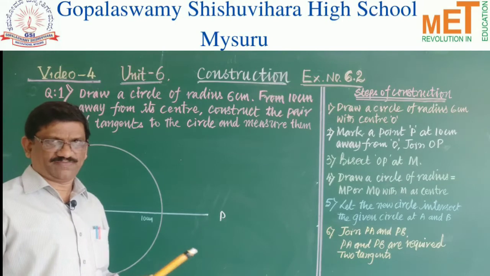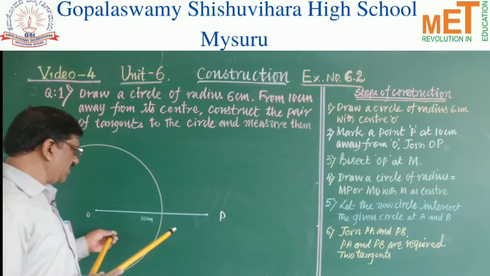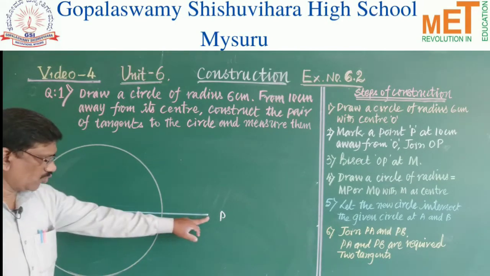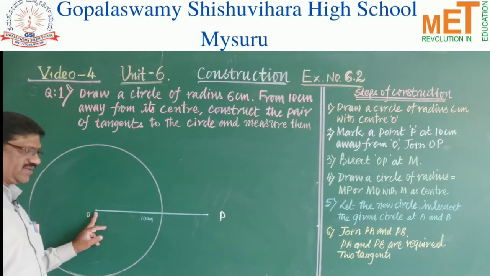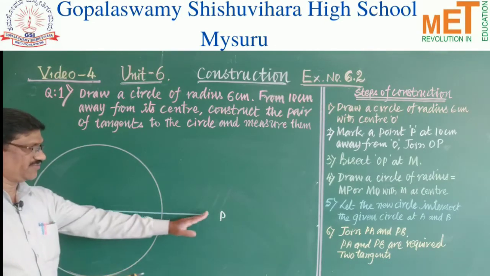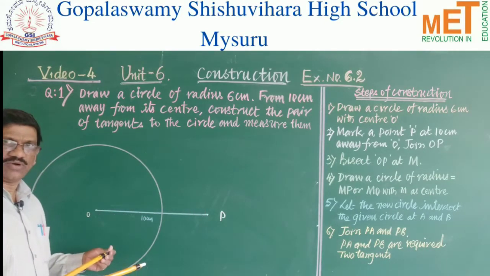Next, bisect OP. You know how to bisect it, or we can also say that it is a perpendicular bisector. For that you have to take more than half of OP. So taking the radius more than half of what? OP.